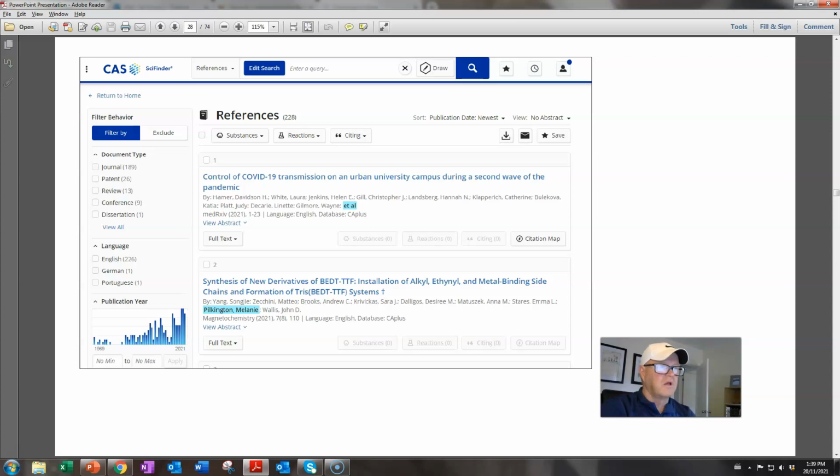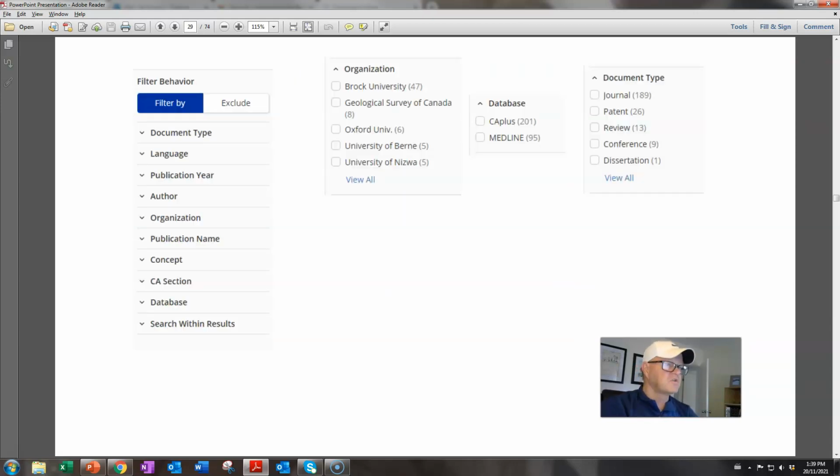But there's 228 references for Melanie M and Melanie Pilkington. I have to decide, is that the right Melanie? Is that the right Pilkington? And how are they related? So I searched these and I limited these by organization, Brock University. And I'll show you how that actually goes. You can not only look at the results, you can save the results, you can save the search strategy. SciFinder-n is pretty amazing.